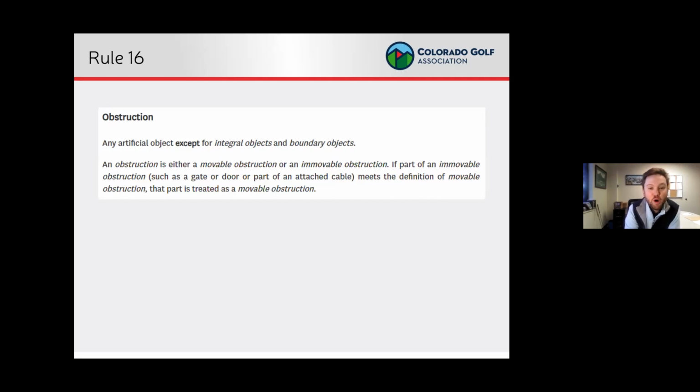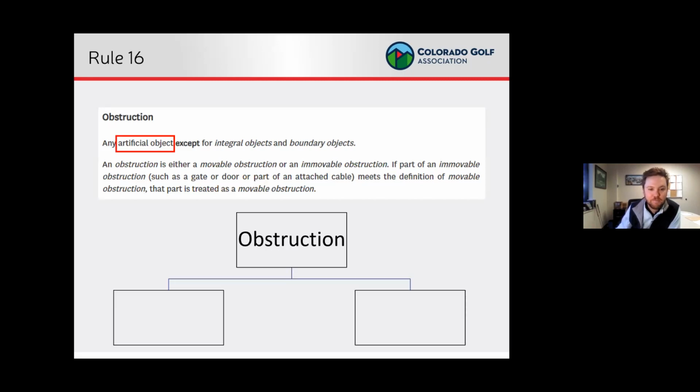Pretty easy. If part of the movable obstruction, such as a gate, door, or part of an attached cable, meets the definition of movable obstruction, that part is treated as movable obstruction. So again, the key here is it's any artificial object. You know, we talked about loose impediments last week too. We don't need to go back into that, but again, an obstruction is any artificial object except for the integral objects or boundary objects. And again, the way to look at it is you have obstructions and they are either movable or immovable based on if you can or cannot move them. And that's covered by movable obstructions, rule 15.2, immovable right here in rule 16.1.